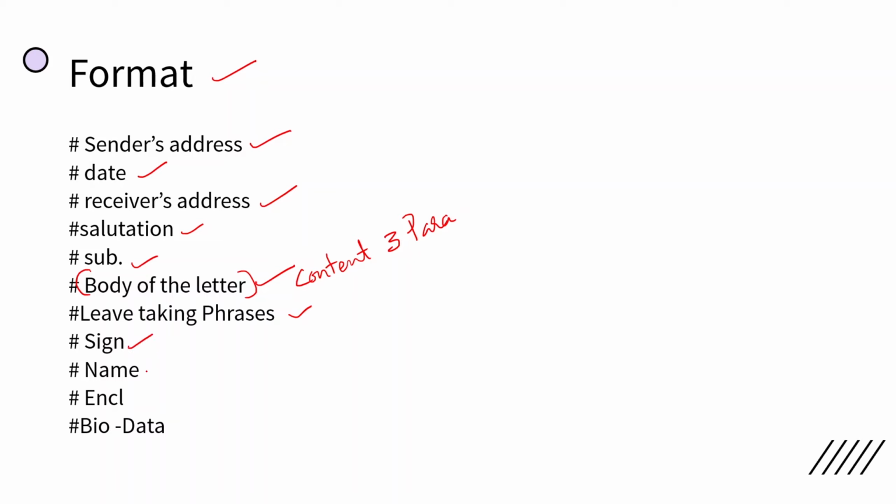Then sign and name. When you write your name in small letters, it is considered as the sign, and your name in capital letters within brackets is considered as your name. Then enclosure. In the enclosure you can give the testimonials and biodata. Then on the second page you write the biodata.